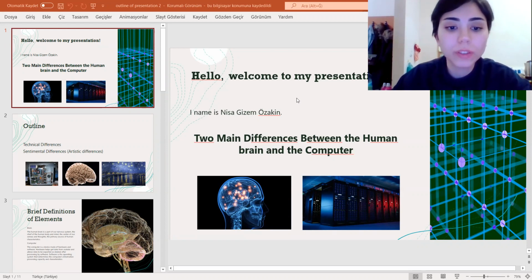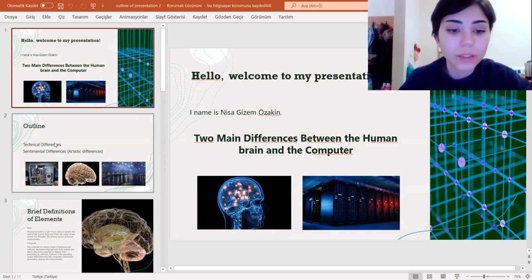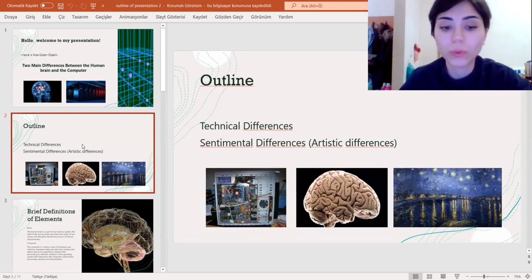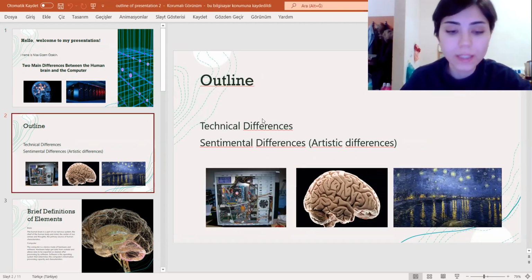Today I will talk about the difference between the human brain and computer under two main headings. First, I will talk about differences in capacity, performance, and operation under technical differences. Then I will talk about the sentimental differences part, or we can say the artistic differences. And this is the outline of mine.